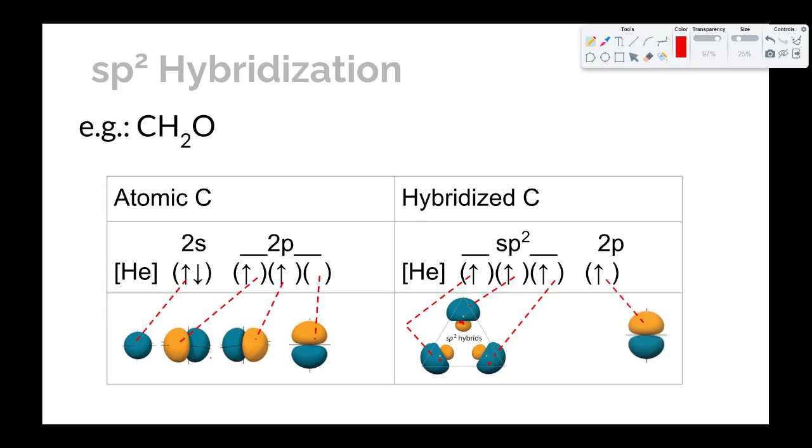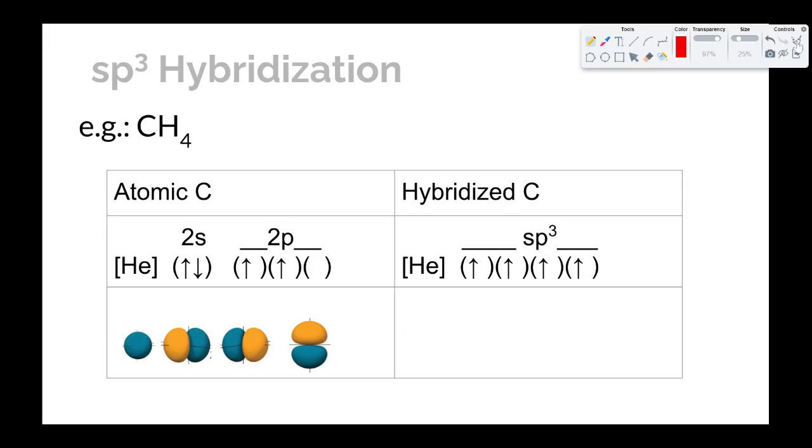And then we still have one unhybridized 2p. If you show them all put together with the nucleus in the center, this is what it looks like. And so overlap can occur here with a hydrogen, here with another hydrogen, and here with the oxygen to make those bonds.